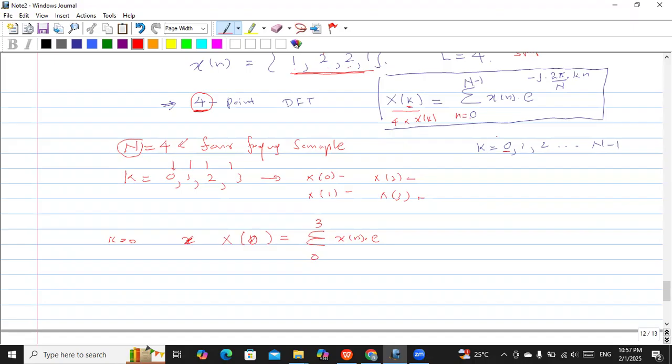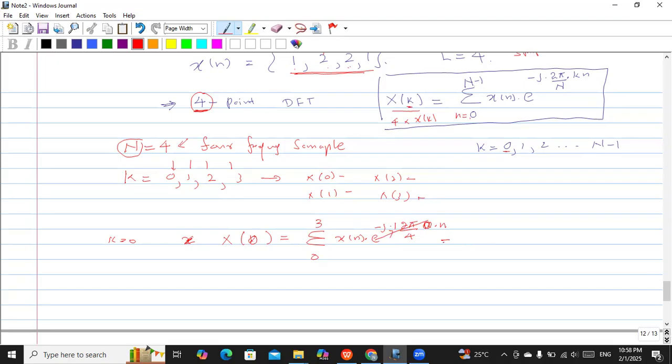minus j 2π kn divided by N. Here N is 4, and k is 0 now. So 0 means e to the power 0, so this will be 1.